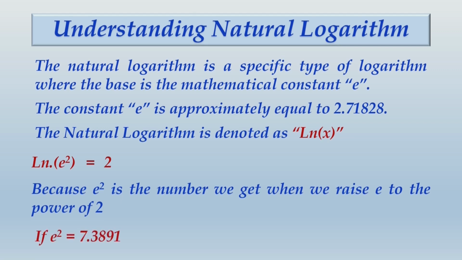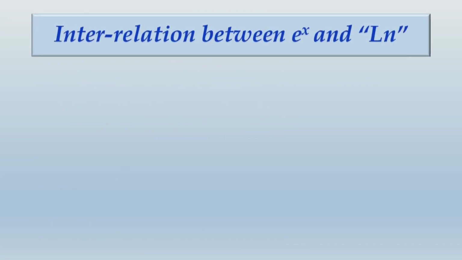So if e square is 7.3891, then ln of 7.3891 will give you exactly 2. Let us move ahead and continue further. Write the heading: interrelation between e raised to x and ln.